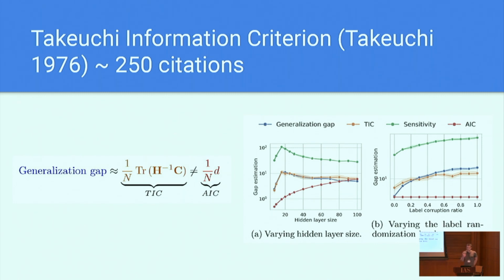Now if we look at another experiment, the one where we vary the label corruption ratio, meaning that we take some images and we shuffle the labels and we train on that, you can see here that the number of parameters stays constant, of course. But the gap is going to increase if you have more randomized labels. And when we use this TIC, we see that it also captures this behavior because the Hessian and the covariance depend on the actual data, not only on the parameters of the model.